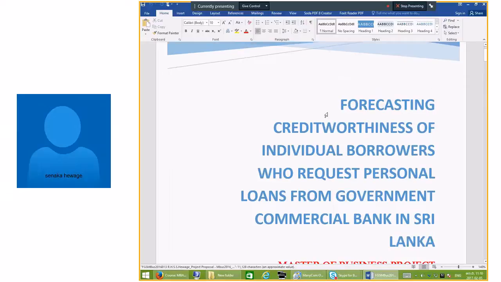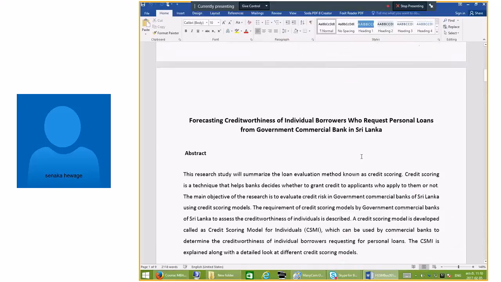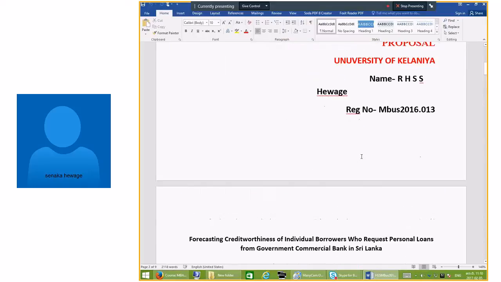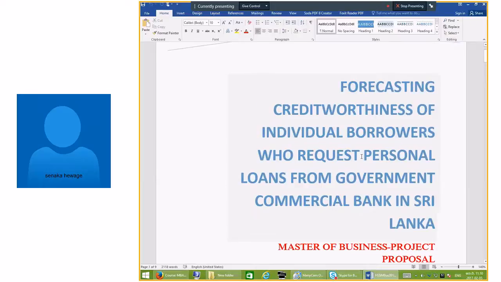Yes, so my topic is forecasting creditworthiness of individual borrowers who request personal loans from the government commercial banks. My research is to study and summarize the loan evaluation method known as credit scoring. Credit scoring is a technique that helps the banks decide whether to grant credit to an applicant or not. The main objective of the research is to evaluate the credit risks in the government commercial banks of Sri Lanka using a credit scoring model. The requirement of the credit scoring model by the government commercial banks of Sri Lanka to assess the creditworthiness of the individual is described below.